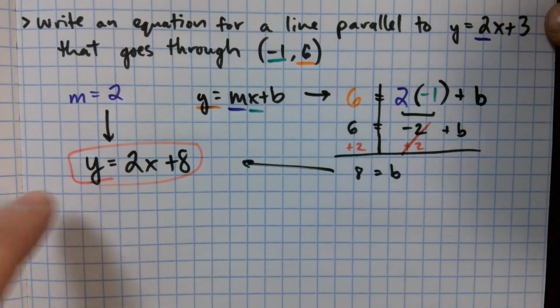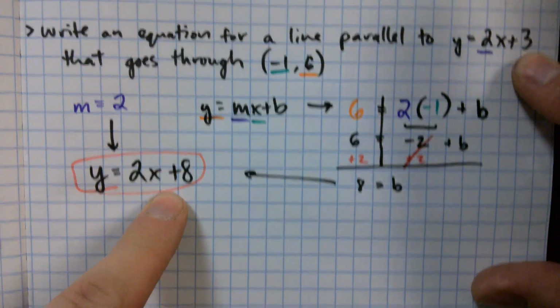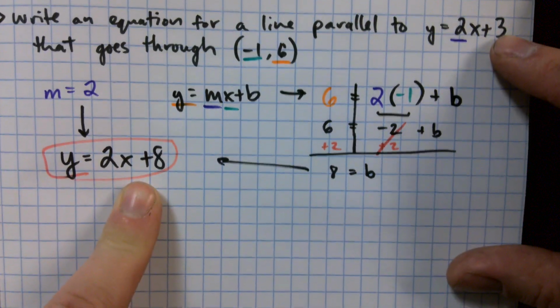So our original line and our new line are parallel. They have the same slope, but they have a different y-intercept. That's exactly the definition that we wrote up here. Same slope, different y-intercept.